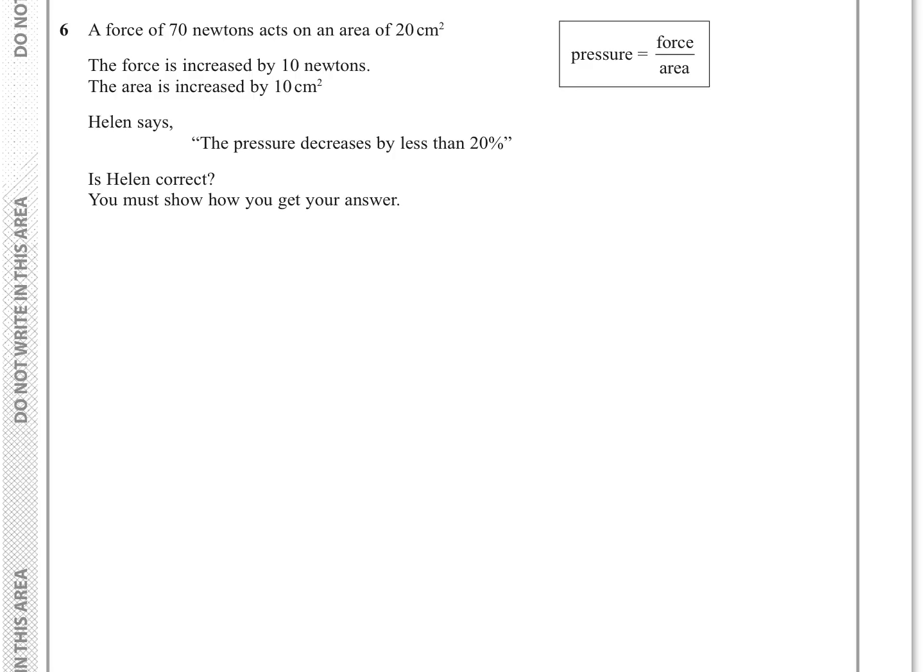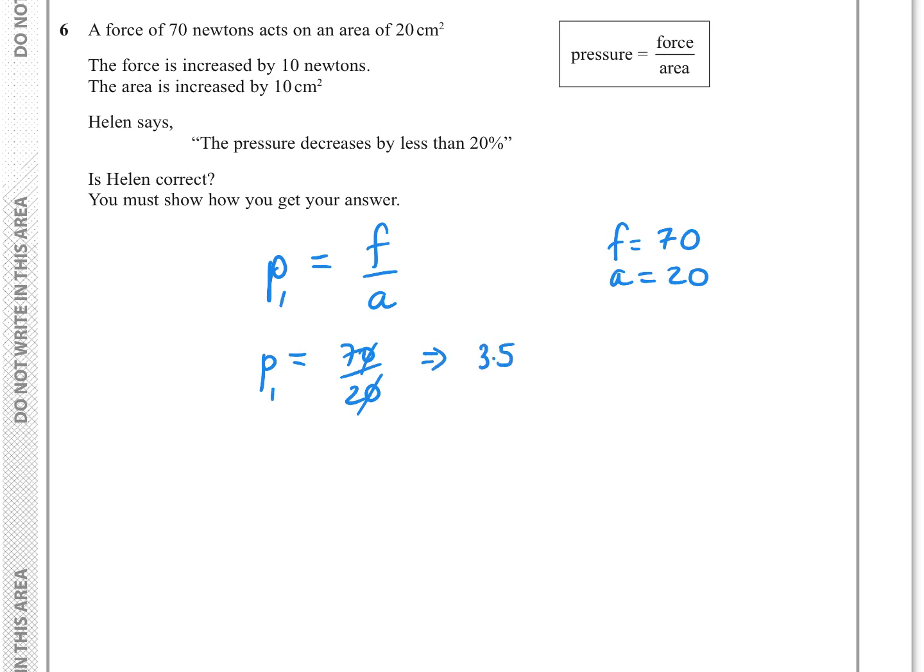Question 6. A force of 70 newtons acts on an area of 20 centimetres squared, and it says pressure is force over the area. So we're given, first of all, F equals 70 and A equals 20. So we can put that in. And we know even without a calculator that's going to be 3.5, and we'll call that P1. It then says the force is increased by 10 newtons and the area is increased by 10 centimetres squared.